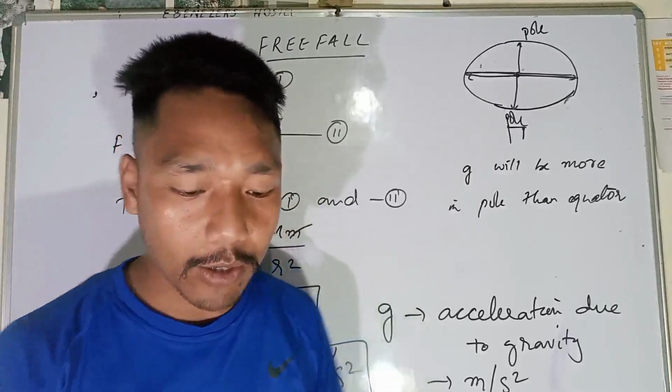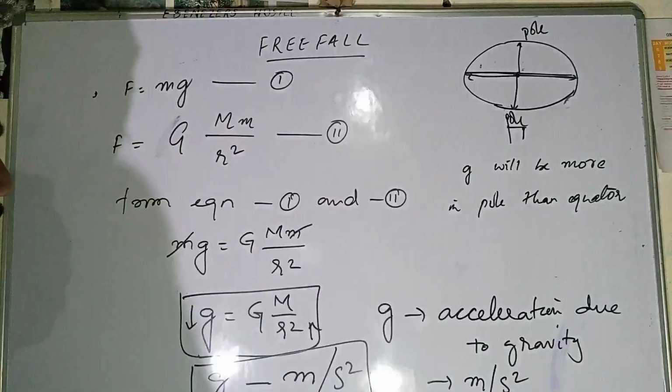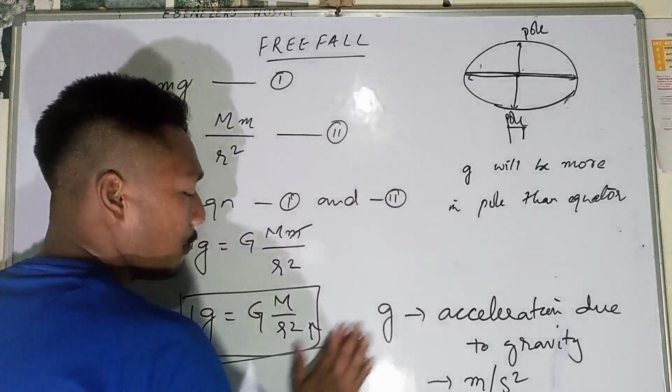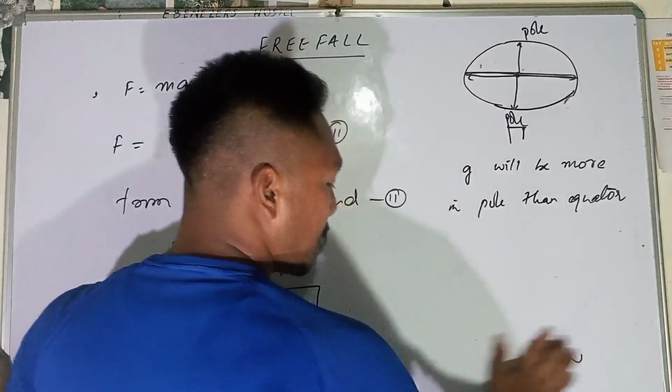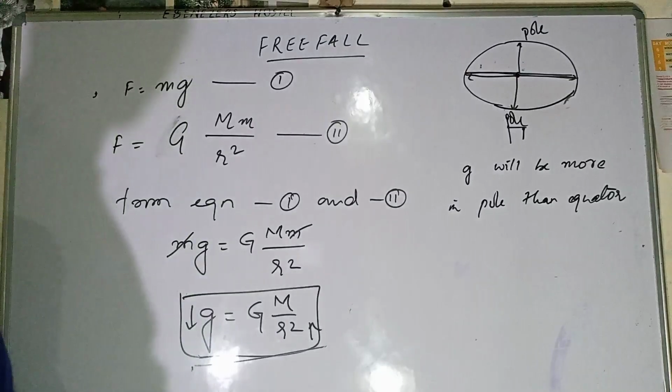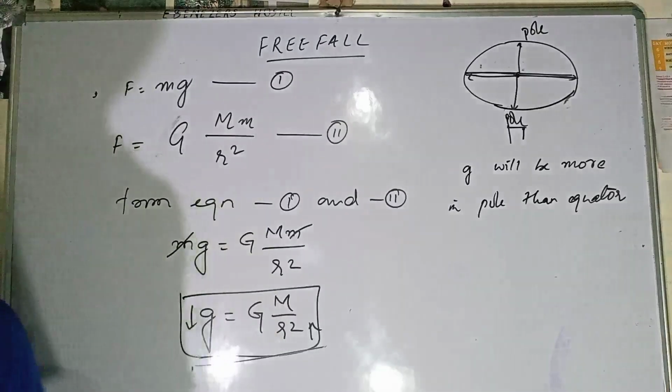Am I right? So let's try to find out the value of g. We know that the value of the capital G is 6.673 times 10 to the power minus 11, right?